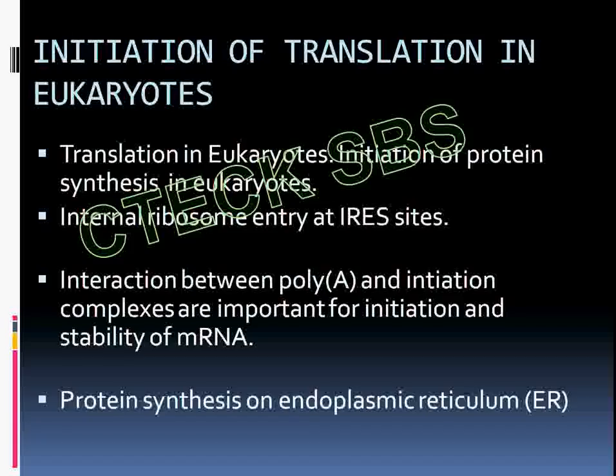Now let's understand the processes of translation one by one. First is the initiation process, which involves protein synthesis in eukaryotes. It involves the interaction between a poly-A chain and the initiation complexes, which are required for the stability of mRNA, because mRNA is not at all stable. So it needs to be stabilized first, and only then can protein synthesis carry on. And in eukaryotes, it carries on at the endoplasmic reticulum.